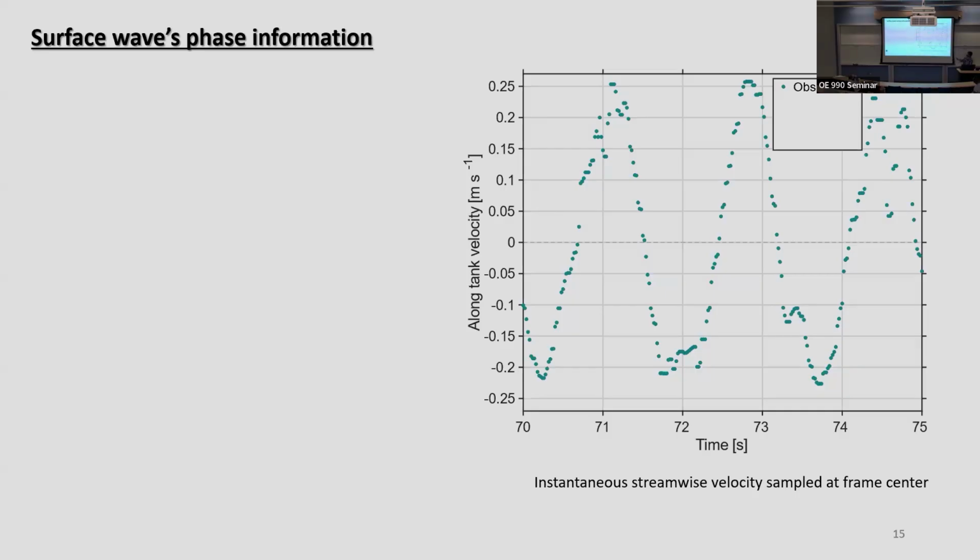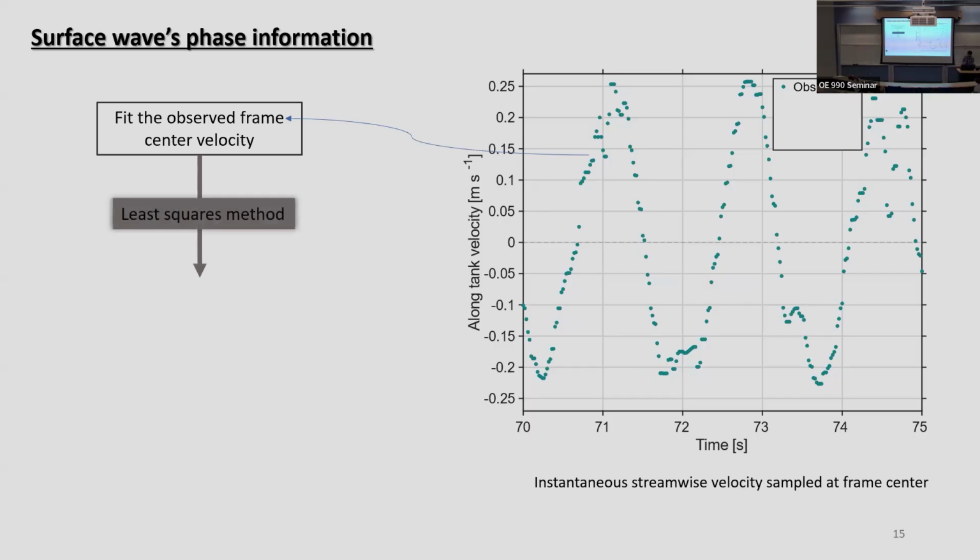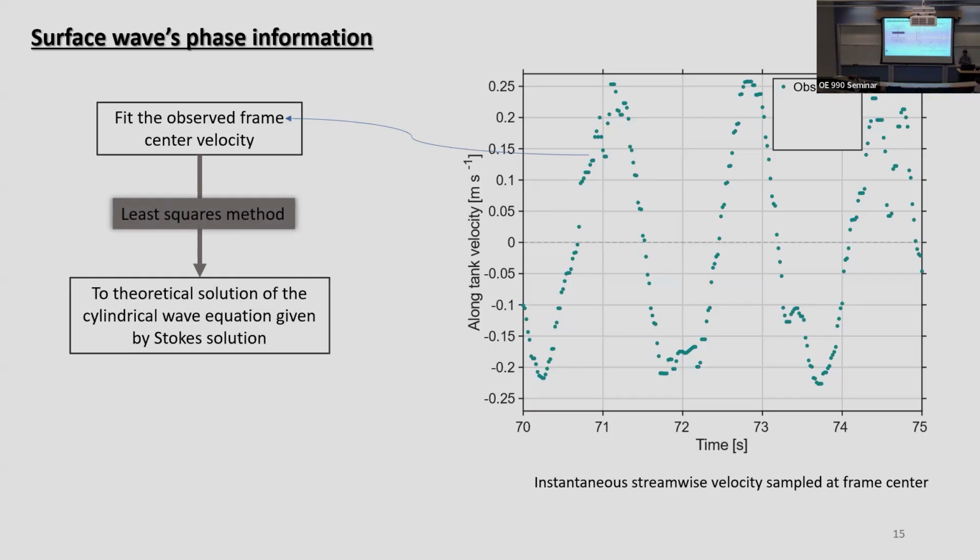A Eulerian measurement would give velocity measurements like this. The plot that you see, the data that you see here, are the observations. Now, what we do with this is that we fed this data to the theoretical solution of the cylindrical wave equation given by Stokes' first, second, and third order solution. So how do they look?